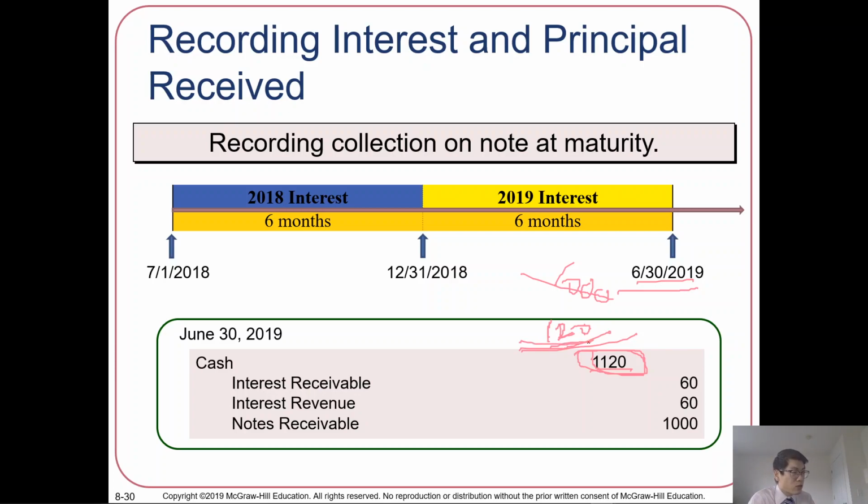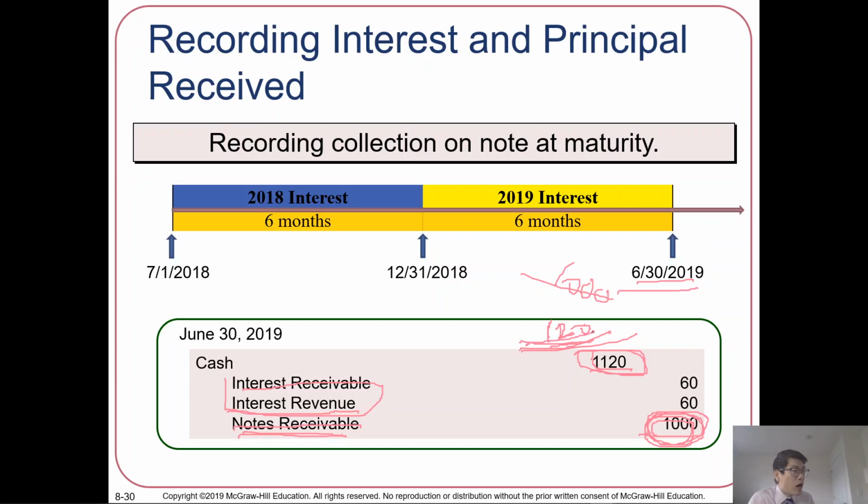So we debit cash for $1,120 and we credit, first, notes receivable, which is always going to be the principal amount, $1,000, okay? And why do we have these two different entries here on the credit side, interest receivable and interest revenue?